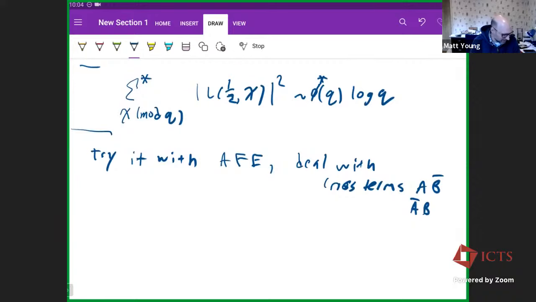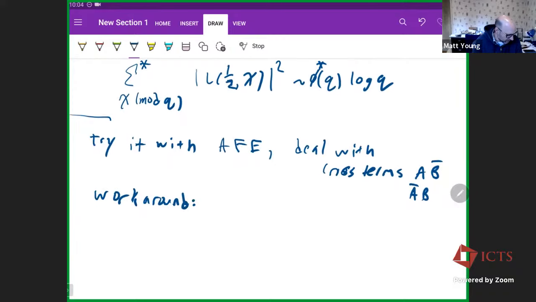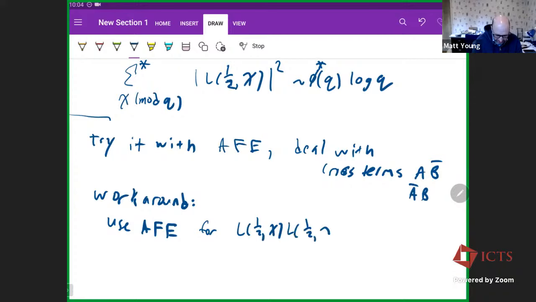And you run into some annoying issues, but maybe I won't, just because I'm running low on time, mention what issues you run into. But there's a workaround that I like, which is that you can use an approximate functional equation for the L function L of a half chi, L of a half chi bar, which you view as a degree 2 L function.